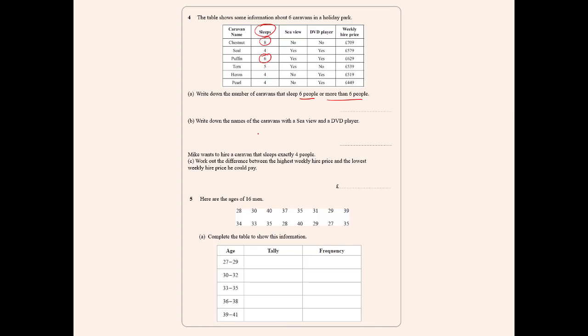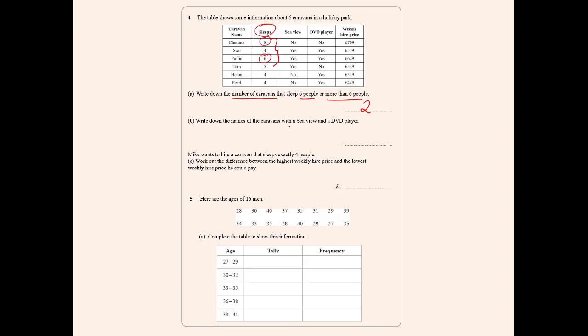So the names of the caravans are, well, there are 2 of them. So Chestnut and Puffin, so 2 of them. Because it says write down the number of caravans. Okay, a lot of people, what they'll do is write down the names. We're only asking you to write down the number. So there are 2 of them. Okay, just be careful. A lot of people make this kind of mistake.